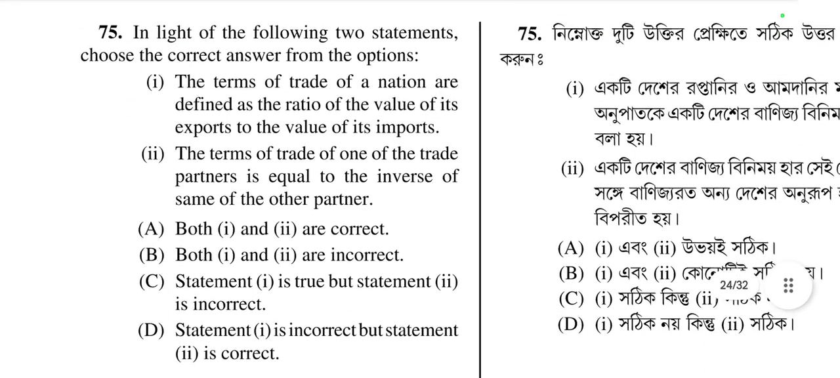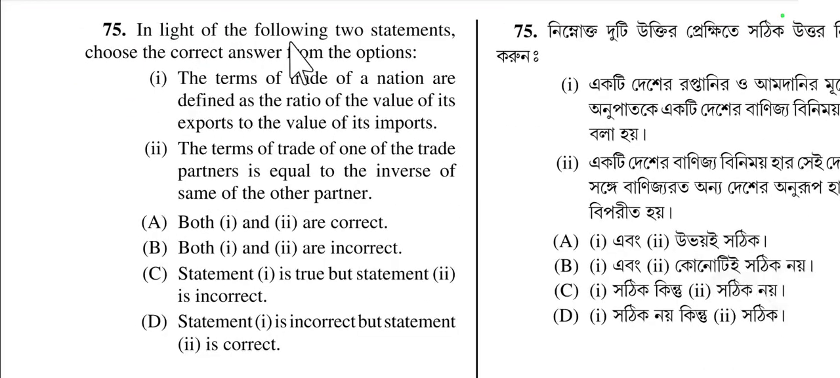Then come to question number 75. In light of the following two statements, choose the correct answer from the options. First, the terms of trade of a nation are defined as the ratio of the value of its export to the value of import. No, this is incorrect, because the terms of trade of a nation are typically defined as the ratio of the export price to its import price, not export by import.